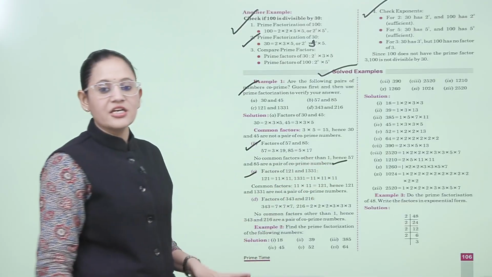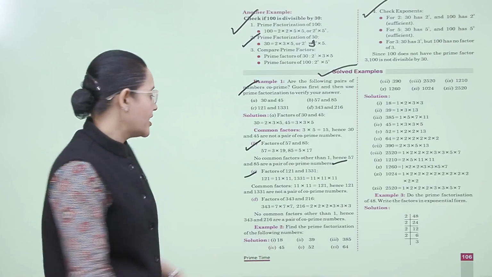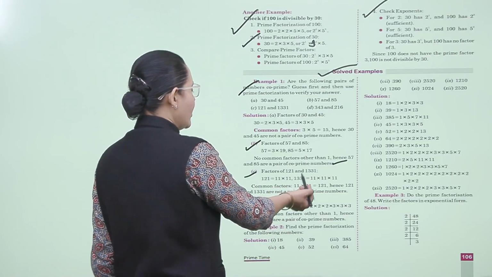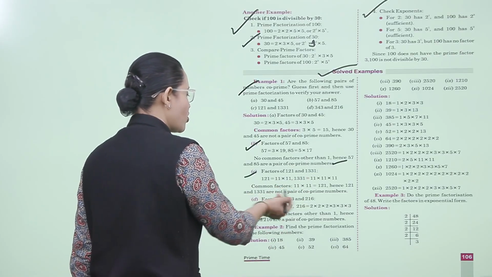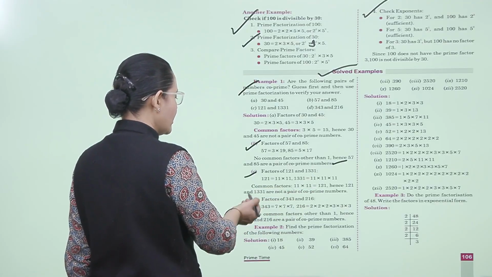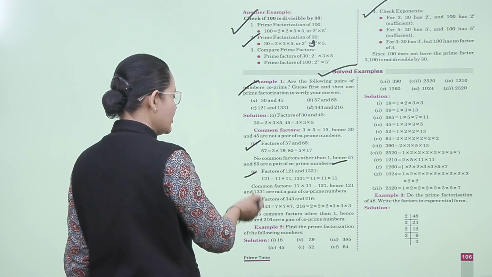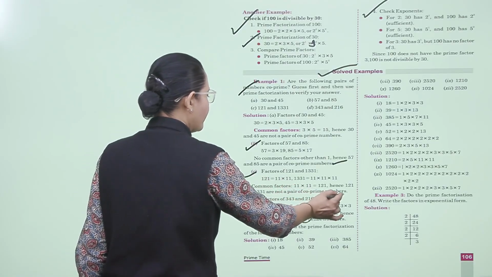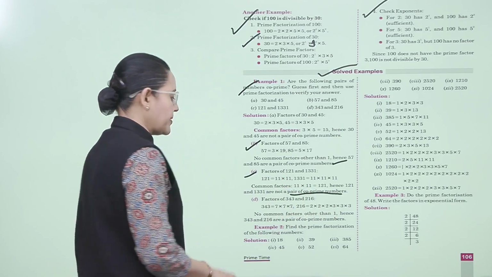Factors of 121 and 1331. The common factors include 11 and 11, so they are not a pair of co-prime numbers. Clear?